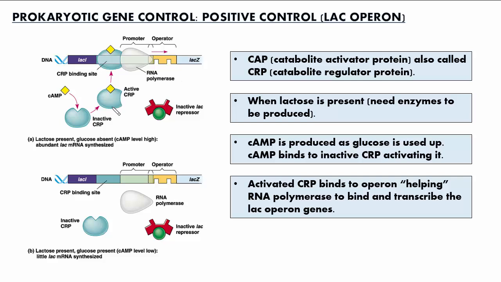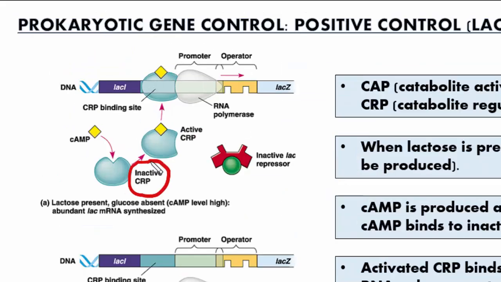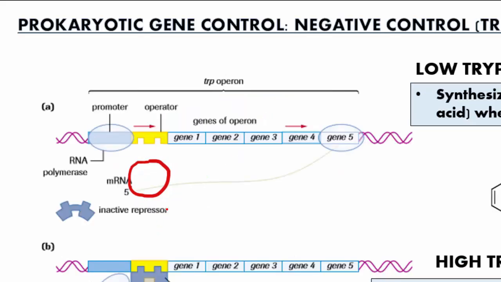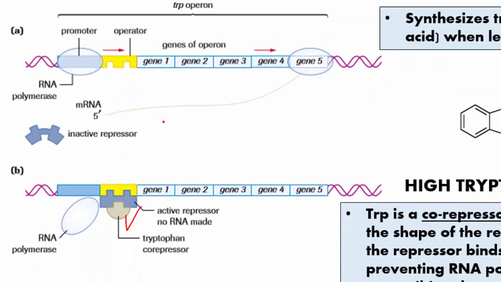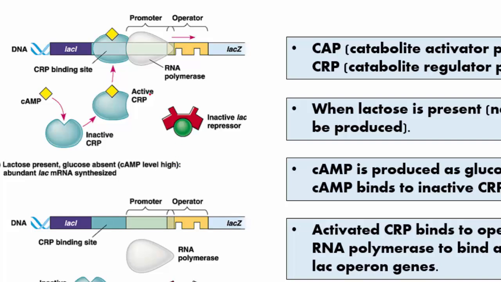And positive control is when the binding of a regulatory molecule, in this case, this thing here, actually promotes transcription, whereas in the previous case, the binding of a regulatory molecule, the repressor, shut off the operon. But in this case, the binding of a regulatory molecule turns on the operon.